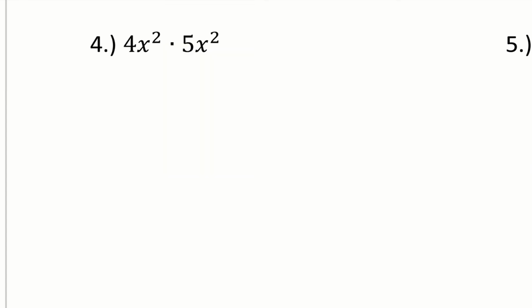Okay, multiplication. There's no real rules of multiplication. We multiply our coefficients first. Coefficients are these numbers in front right here. So 4 times 5 is 20. And then x squared times x squared is x to the fourth.